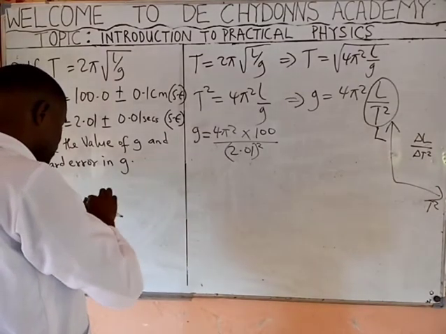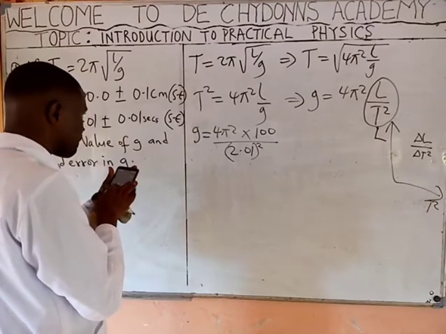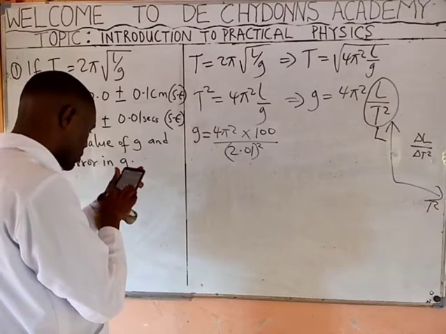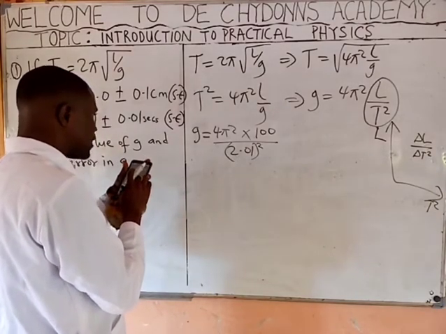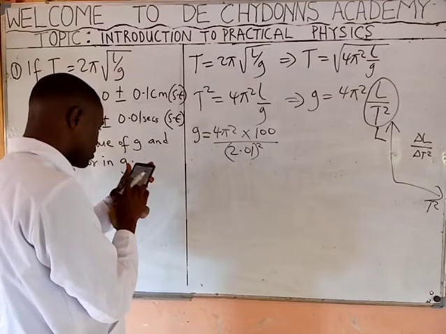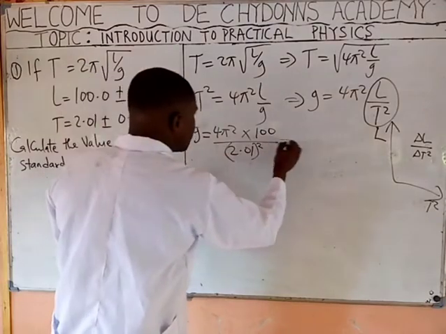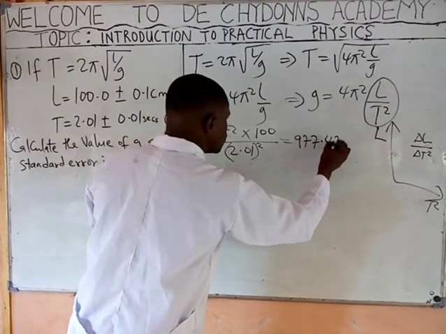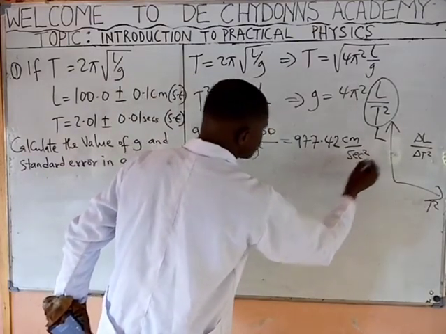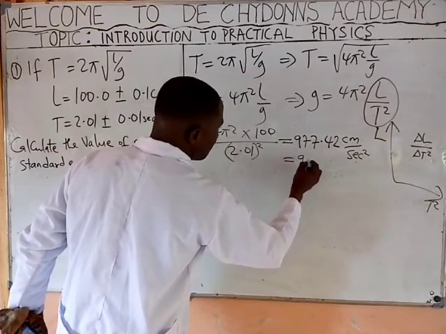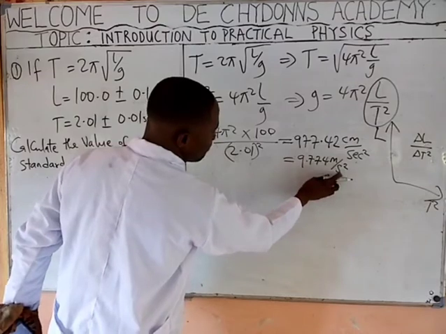Then you open your calculator and put in these parameters. You say 4 pi squared times 100 divided by 2.01 squared. That will give us 977.42. Then what is the unit of L? Centimeter. What is the unit of T? Second squared. This value is equivalent to 9.774 meters per second squared. When you divide this by 100, you get it in meters per second squared.